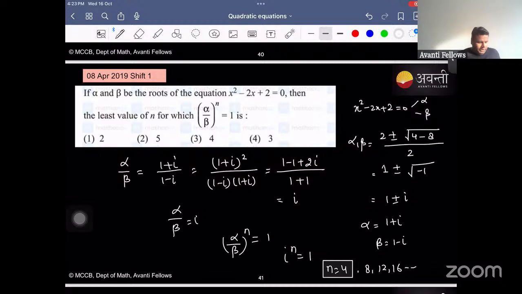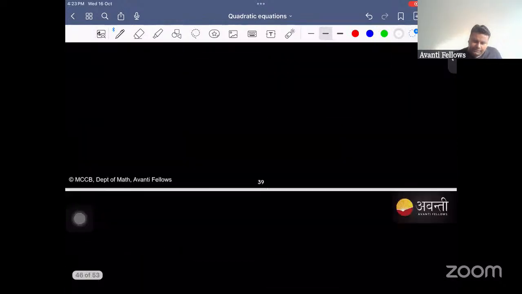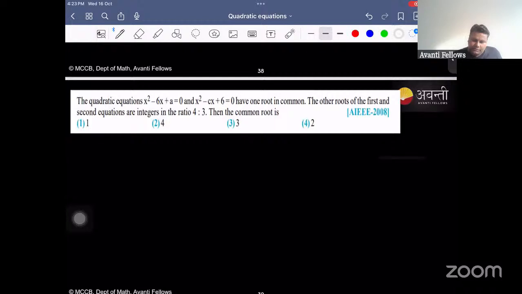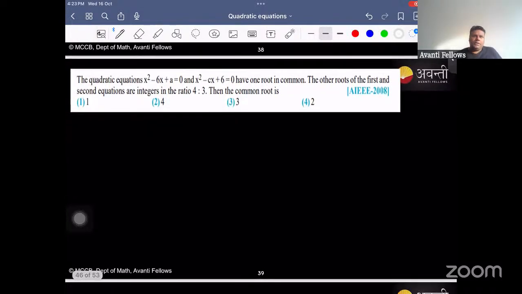Got it, guys? Now, let's go with another question. Try this one. The quadratic equations x square minus 6x plus a equal to 0 and x square minus cx plus 6 equal to 0 have one common root. The other roots of the first and the second are integers in a ratio 4 is to 3. Then the common root they are asking for. Give it a try quickly.